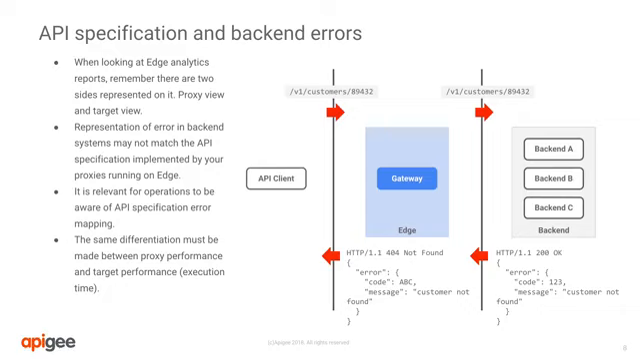We can see in this example that the representation of the error is different in the proxy and the back-end. The back-end system returns a 200 OK with a payload containing the error message and an error code. Since this is a not found error message, the proxy itself returns a 404 to the calling API client. Understanding API specification error mapping is crucial for operations teams. This same differentiation should also be made between proxy performance and target performance, or execution time.